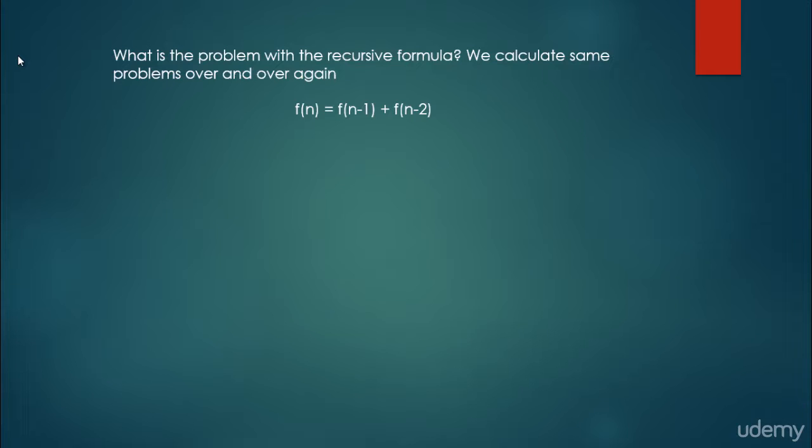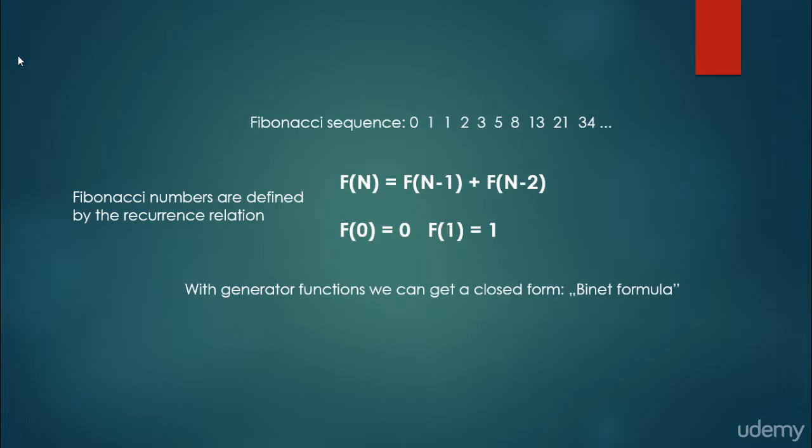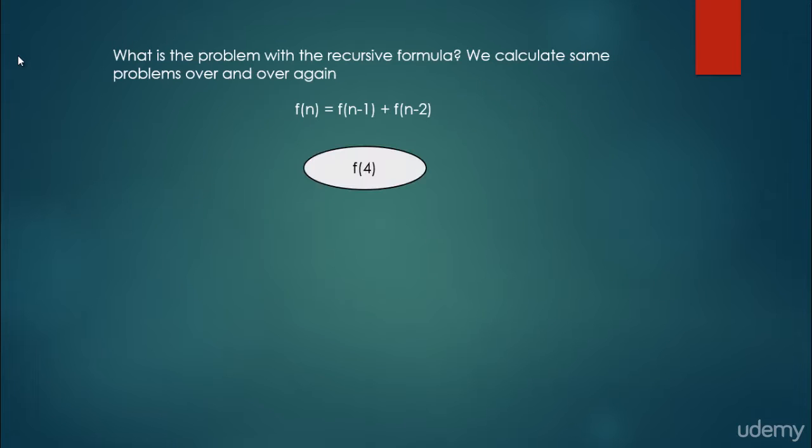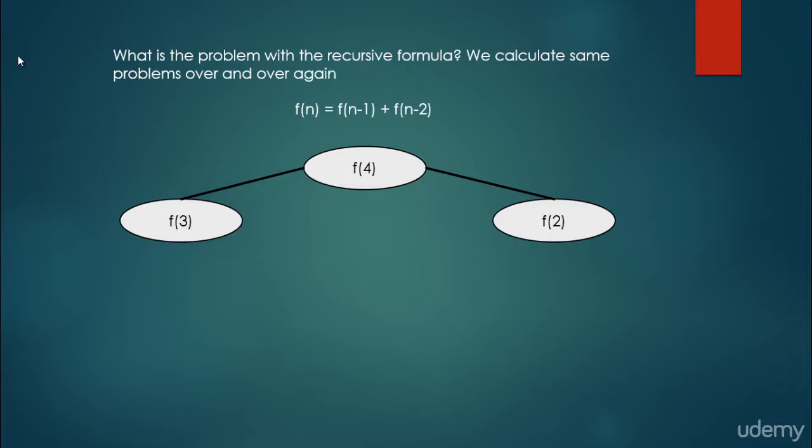Okay, so what is the problem with the recursive formula? The recursive formula is this: Fn equal to Fn-1 plus Fn-2. The problem is that we calculate the same problems over and over again. So for example, if you want to calculate the fourth Fibonacci number, which is equal to 2 by the way, then we come to the conclusion that we have to know the third Fibonacci number, F3, and F2, because this is a recursive formula.